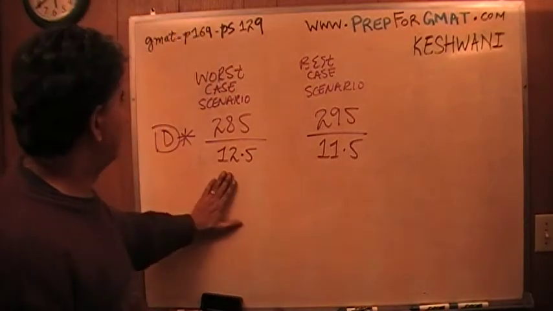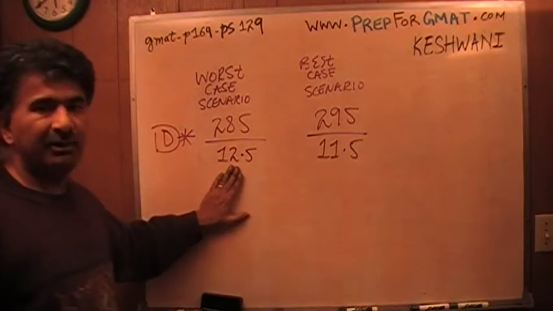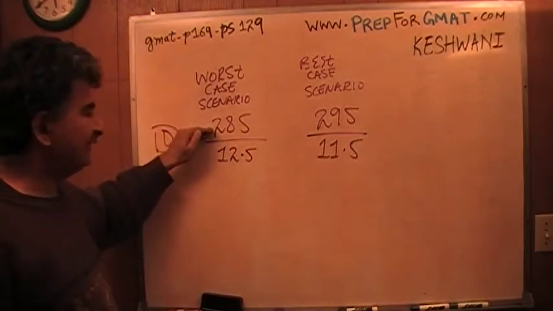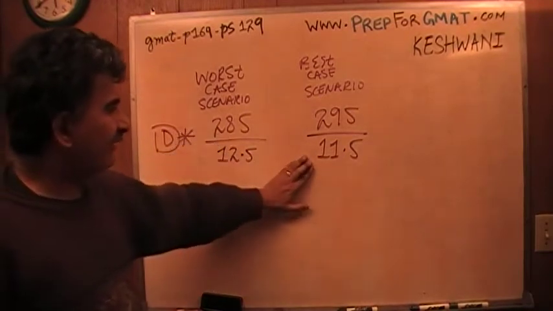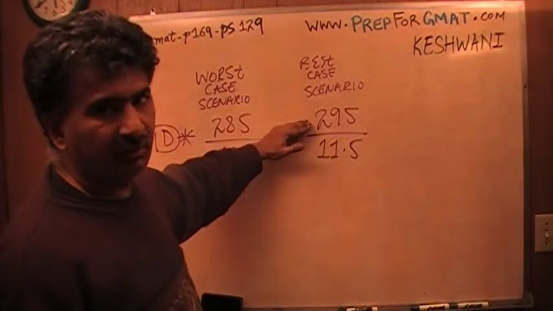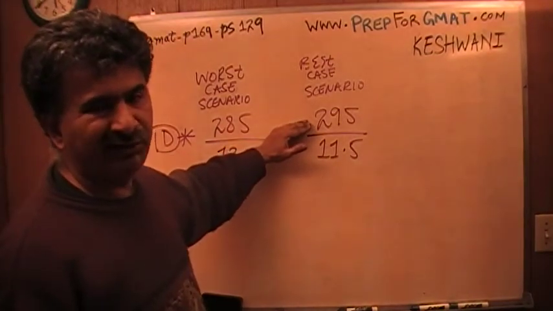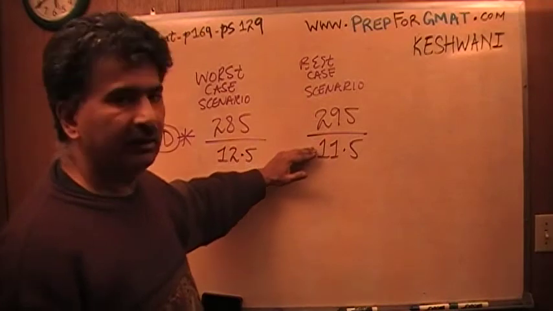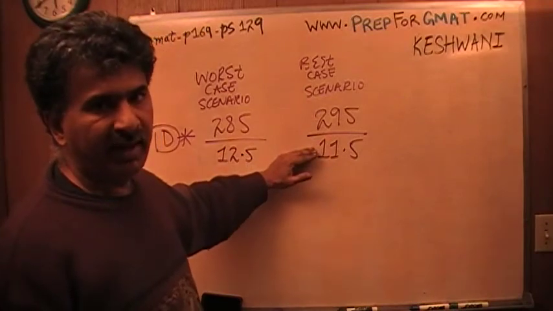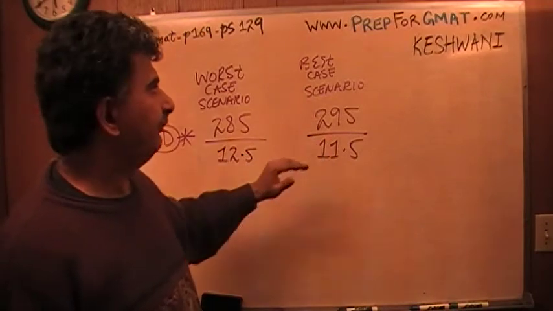This is the worst case scenario, which is where she's burning the most gas and getting the least amount of miles. Here's the best case scenario where she's getting the most mileage. She drove 295, which she rounded down to 290, and she burned the least amount of gas, only 11.5 gallons, which she's rounding up to 12 gallons.